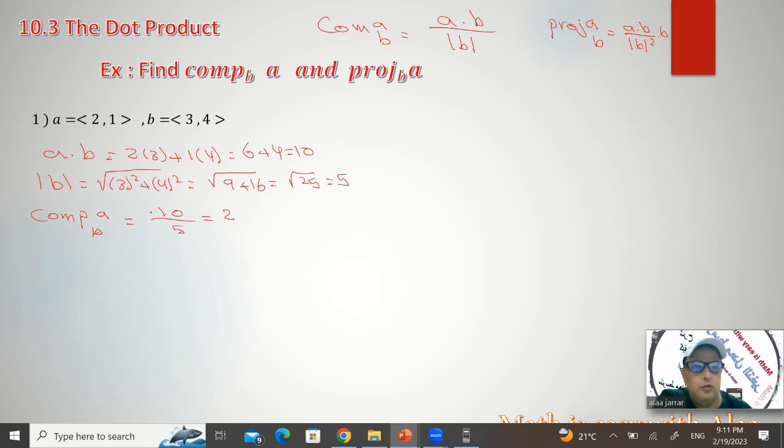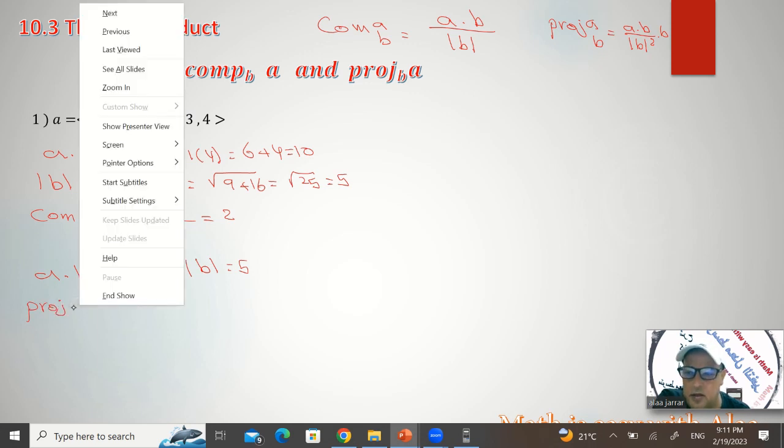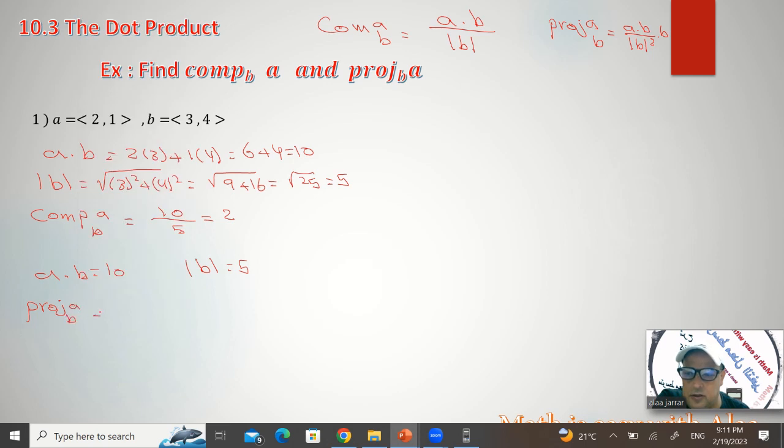So what we will do, we have A dot B. We know that A dot B equals 10 and the magnitude of B equals 5. So what we will do, we will put the formula: the projection of A onto B equals A dot B, 10, over 5 squared, the magnitude, times the vector B, 3 and 4.